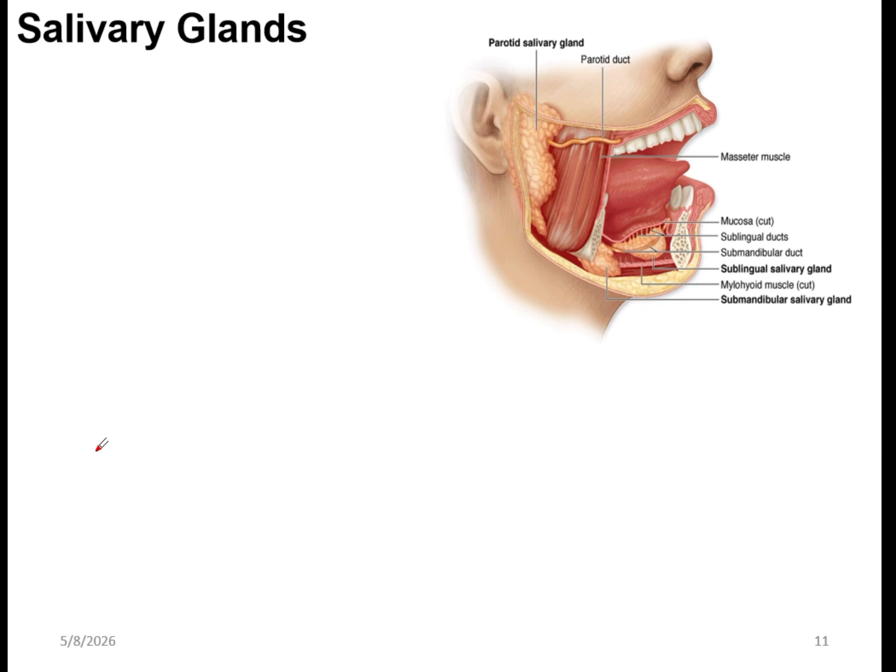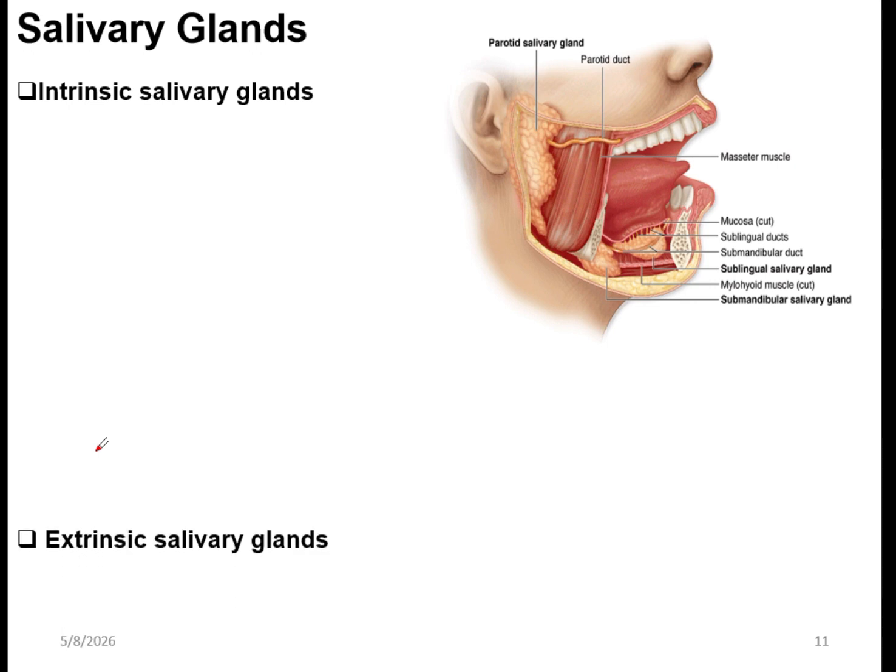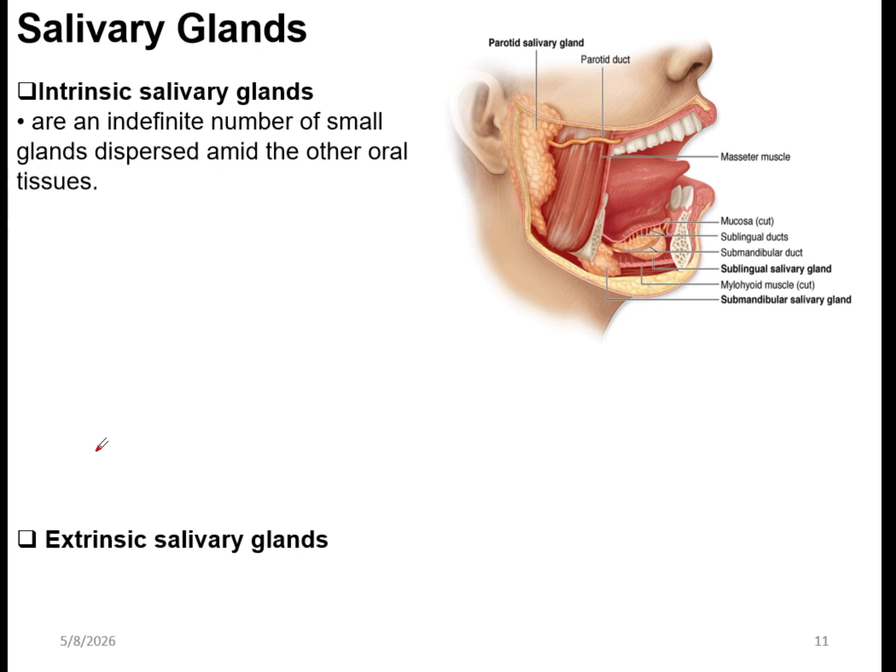Next we can talk about the salivary glands. Do you know about the salivary glands? We have two types: one is the intrinsic salivary glands and another is the extrinsic salivary glands. The intrinsic salivary glands are an indefinite number of small glands dispersed among other oral tissue, like the lingual glands, labial glands and buccal glands.